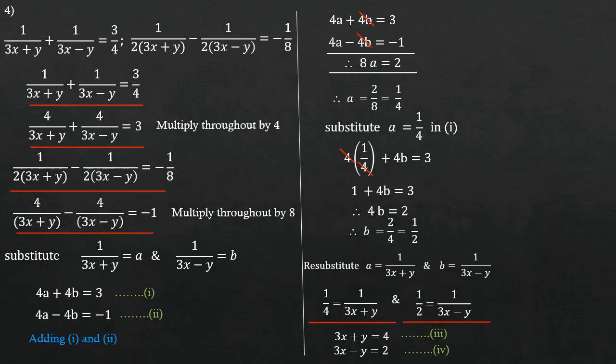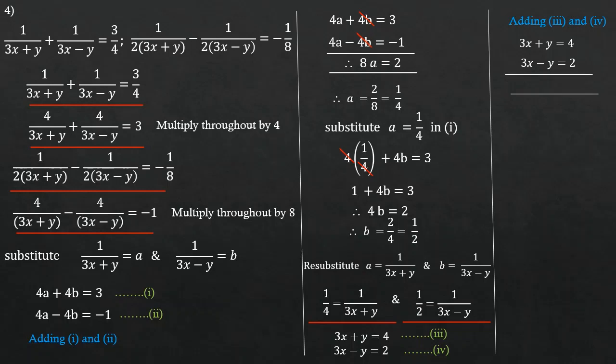The denominator had two variables, so after resubstitution also we got two linear equations. So we have to solve them. Let us solve. Simply, plus y and minus y. The coefficient of both is the same, the sign is different. So we do addition of equations 3 and 4. So we are writing them and we add. So when we add, plus y and minus y will cancel, and we get 6x is equal to 6, which gives you x is equal to 1.